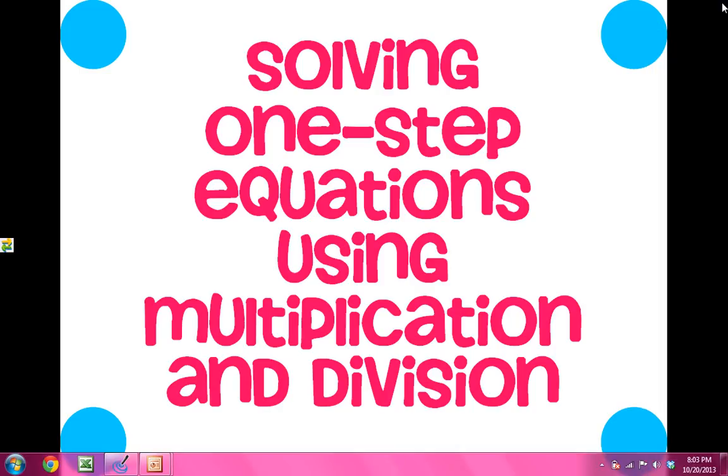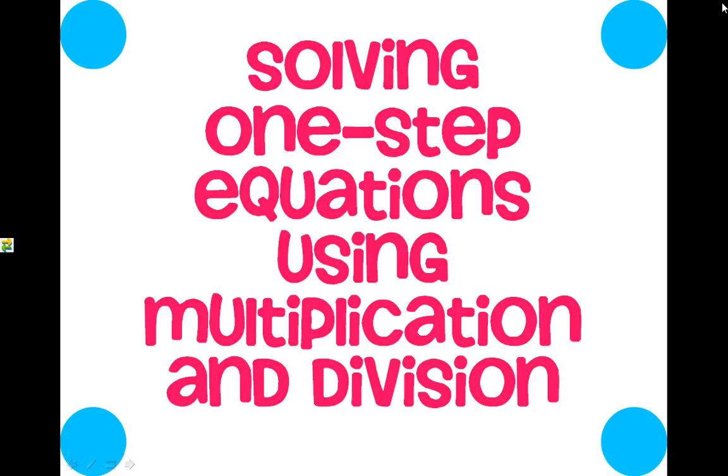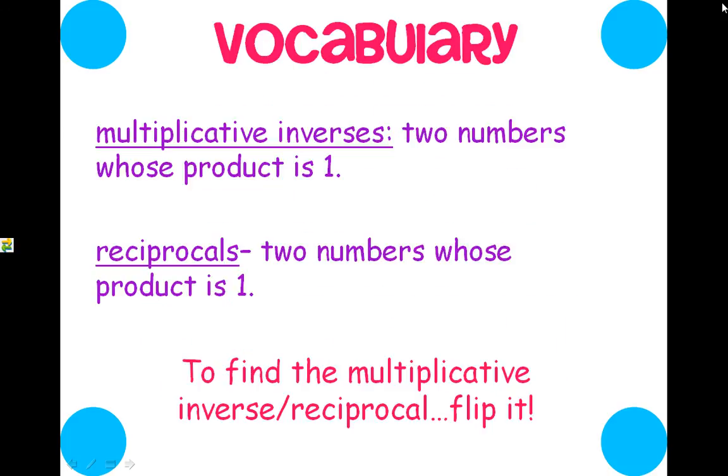Okay, today we're going to learn how to solve one-step equations using multiplication and division. We've already seen how to do this with addition and subtraction. Now we're going to look at the other side of things. Okay, vocabulary you need to know.